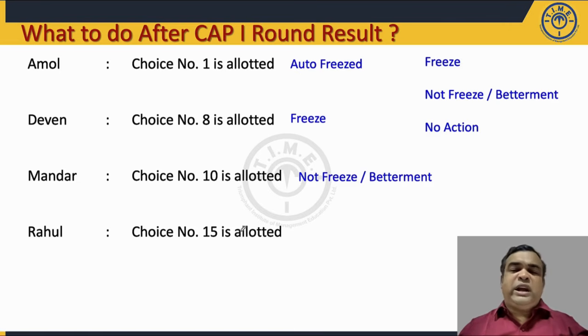But Rahul says, okay, that college number 15 is not so great for me. I have a better scope. If I don't get admission this year, I'll try next year. But college number 15, I won't join.